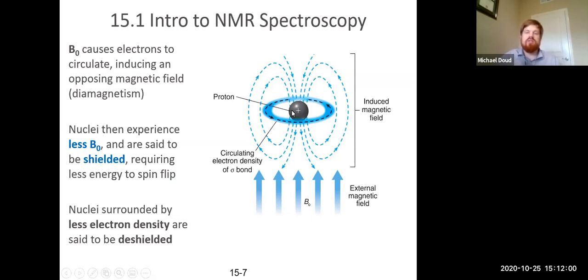So if you have a bunch of electrons, the more electrons you have around a nucleus, the more shielded the nucleus is from the external magnetic field. And if it's shielded from the external magnetic field, it experiences less of an external magnetic field, so it's easier to flip the spin. On the other hand, if you remove electron density, the opposite is true. So that means that it's going to be less shielded, or what we say deshielded, and therefore it's going to be harder to flip because it's experiencing the external magnetic field.